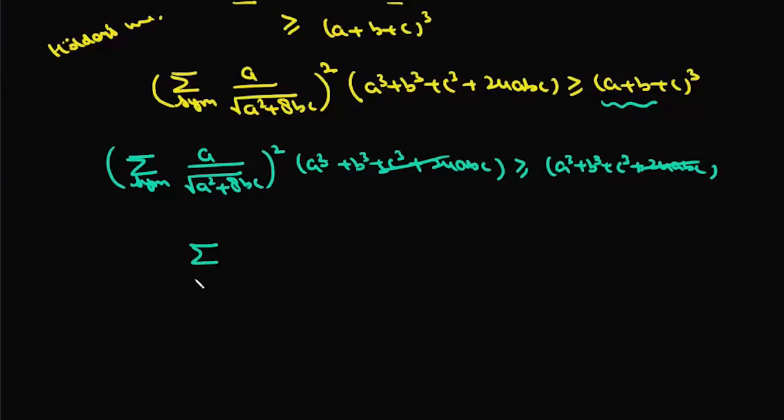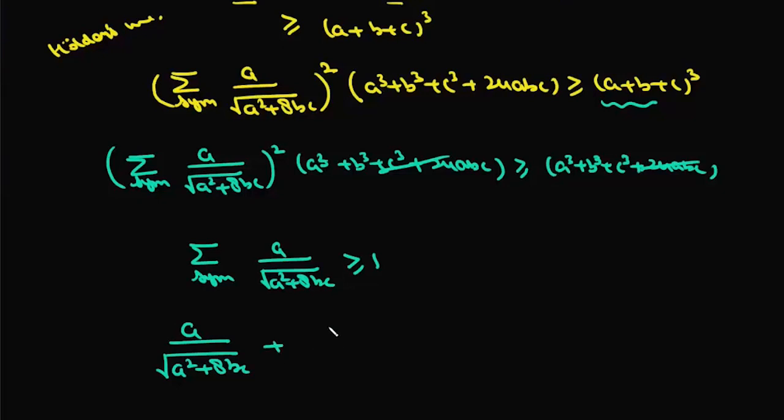So from here we can write this symmetric sum of A upon under root of (A square plus 8BC) is greater than or equal to 1, or we can write A upon under root of (A square plus 8BC) plus B upon under root of (B square plus 8CA) plus C upon under root of (C square plus 8AB) is greater than or equal to 1, which is what we need to prove in this question.